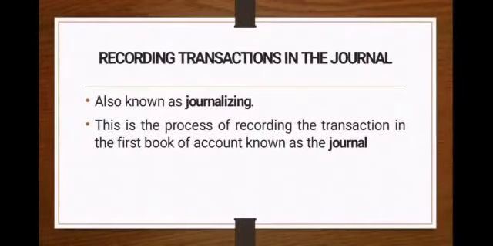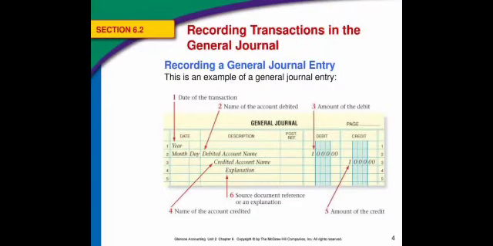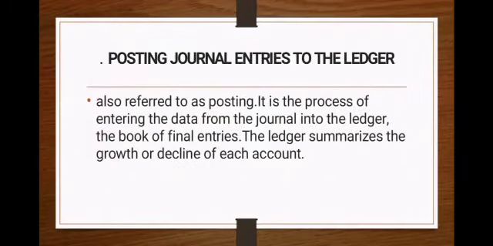Recording transactions in the journal, also known as journalizing. This is the process of recording the transaction in the first book of account, known as the journal. Posting journal entries to the ledger, also referred to as posting. It is the process of entering the data from the journal into the ledger, the book of final entries. The ledger summarizes the growth or decline of each account.